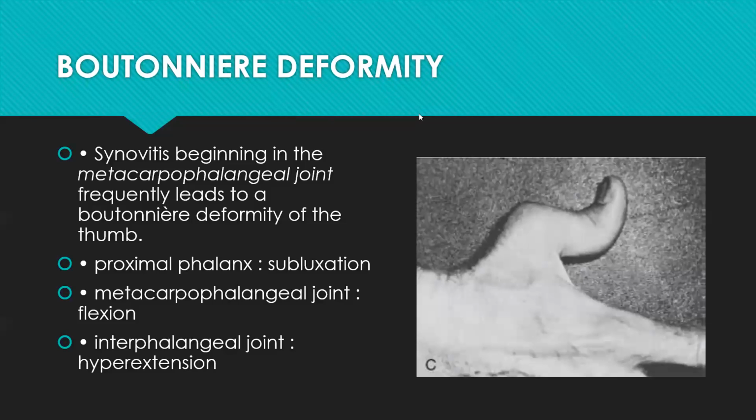Next is the boutonniere deformity. This again is an involvement of the metacarpophalangeal joint, which leads to this classical deformity. The proximal phalanx actually subluxates on the metacarpal head, and the MCP joint goes for flexion, and the interphalangeal joint of the thumb goes for hyperextension.